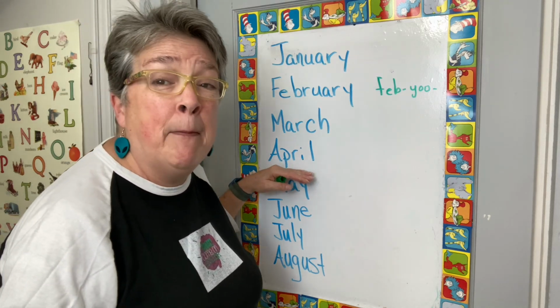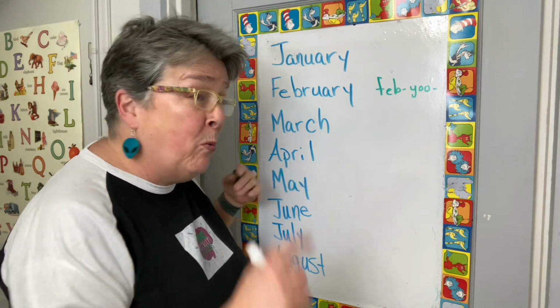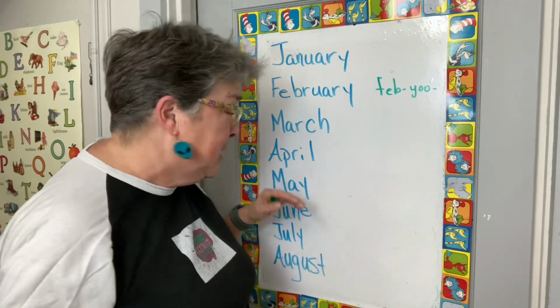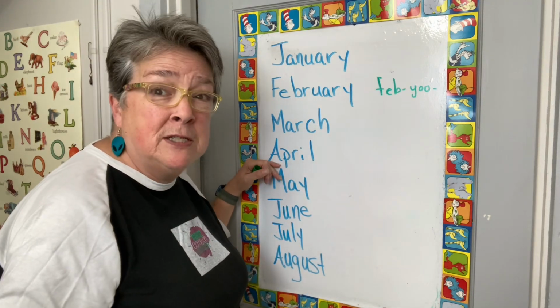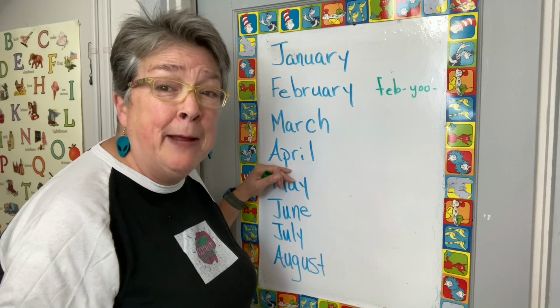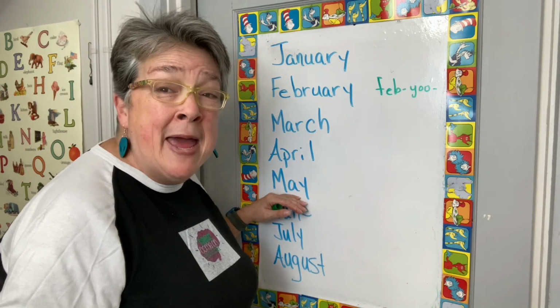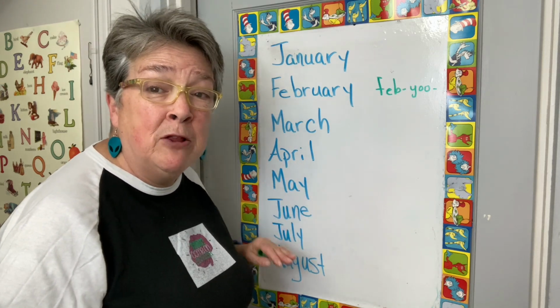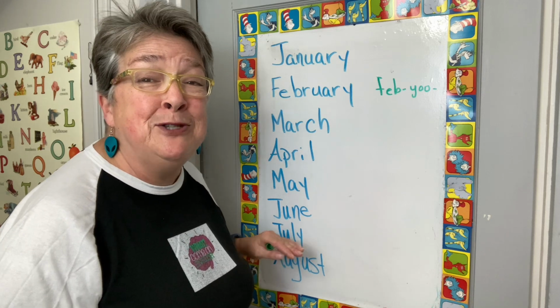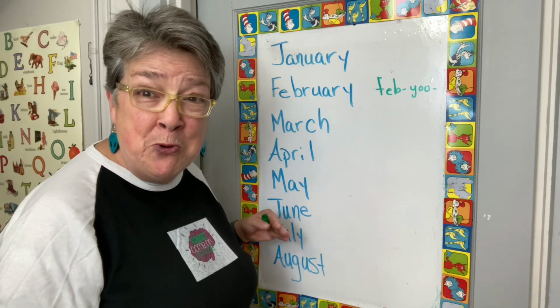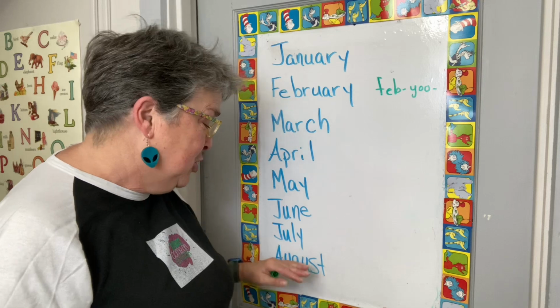A-P-R-I-L. April. Why is it "ay" and not "ah"? Because the emphasis is on the first vowel sound. April. Got it. May. Followed by June. June. Got the long "oo". June.